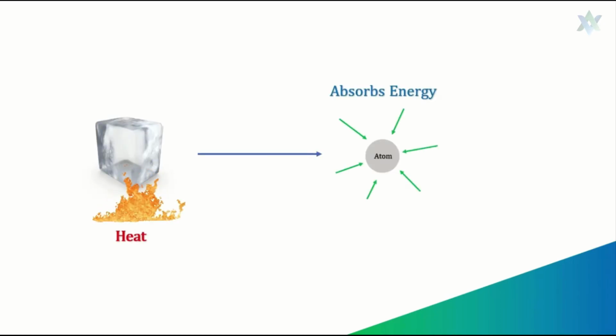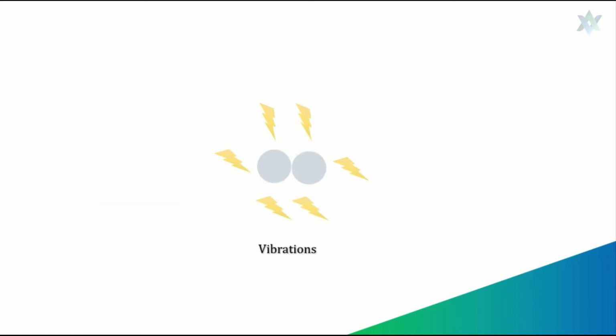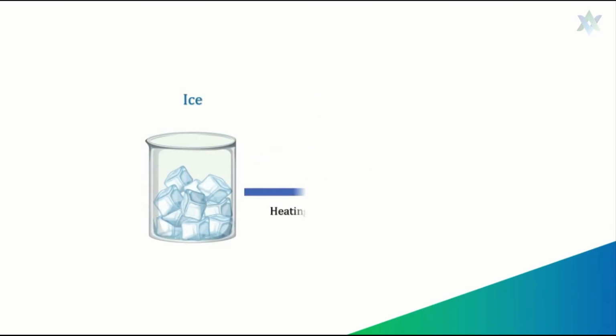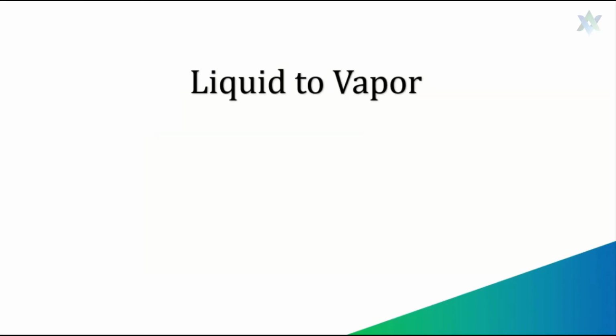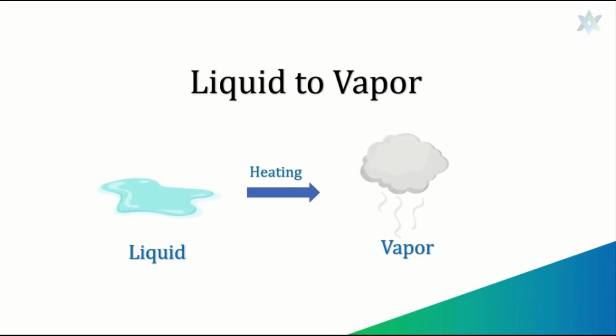So if we start heating the ice, each and every atom will absorb energy from the heat, and it will start vibrating. Due to these vibrations, the bonds between atoms will become weak, and the space between these atoms will increase. It means the atoms in the ice will lose bonds while heating, and it will start changing its state from solid to liquid. As a result, the solid state ice turns into liquid state water while heating. Similarly, while heating liquid water, it will turn into gaseous state water vapor.